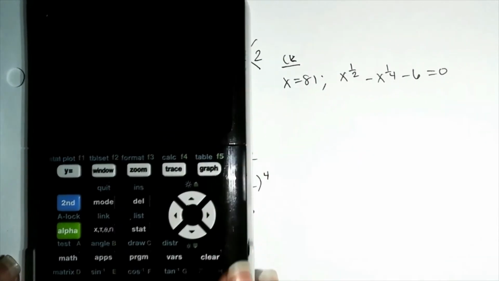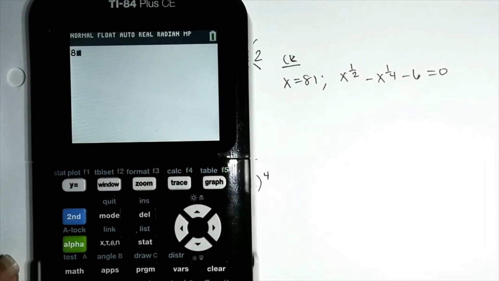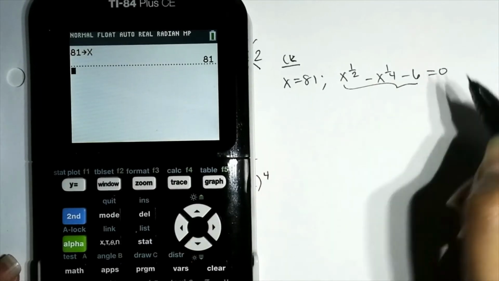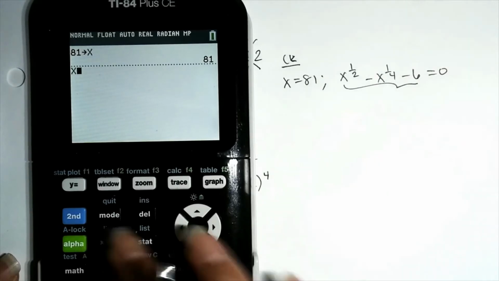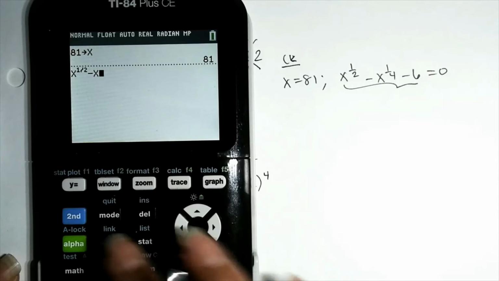We're going to store 81 for x. Let's go ahead, turn this on. We have 81, and we're going to store it as x. Enter, and then we can just enter the expression, and hopefully it equals 0. So we have x to the 1/2 minus x to the 1/4.